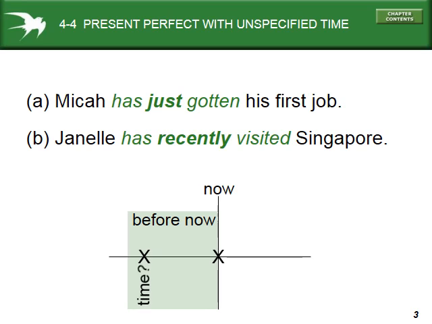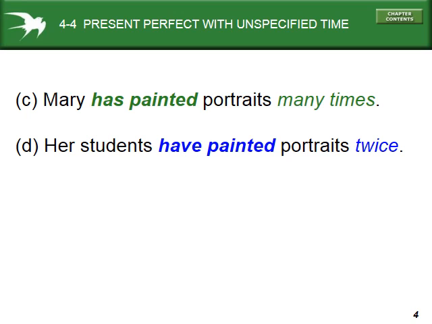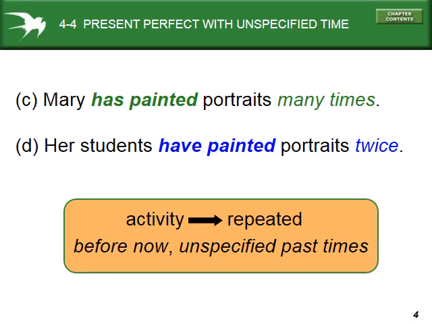We have now, and the present perfect is talking about something that happened before now, but we don't know exactly when it happened. So here we say Mary has painted portraits many times. Her students have painted portraits twice. The other time that we will use the present perfect is for an activity that was repeated many times in the past. But again, we don't know exactly when.